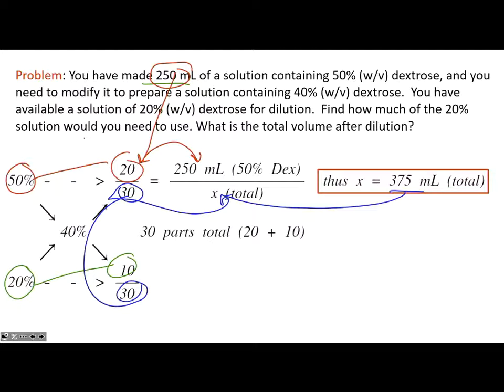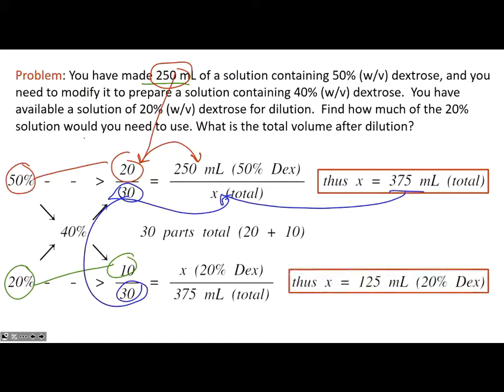Do you see that? Remember, we just solved for the total. And that total, the 375 mils, represents 30 parts. That 30 parts on top is the same as the 30 parts down on the bottom, so now I can set up a proportion where I have my X unknown amount of 20% on top, the 10 parts, over what I now know of 30 parts, which is 375 mils. So now when I solve for X, I get 125.